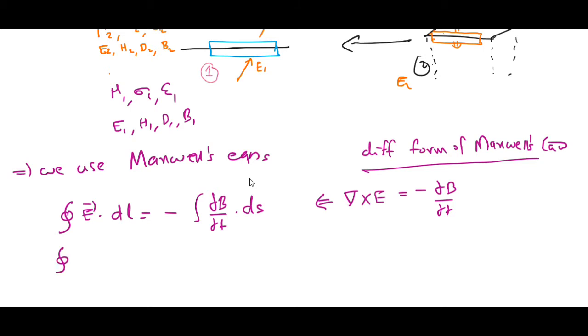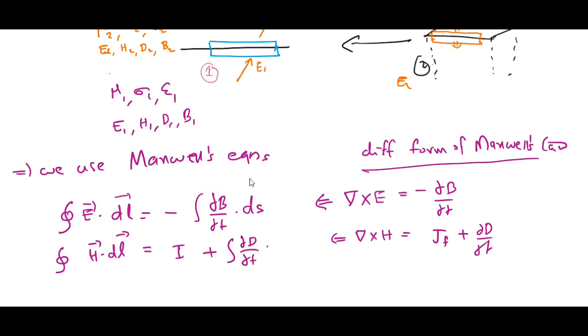That is, last class we have seen del cross H is equal to JF plus dou D by dou T. From this, if I apply Stokes theorem, I will get this relation: H dot DL is equal to the total JF converted into total current plus integration dou D by dou T dot DS. DS is the surface area vector.